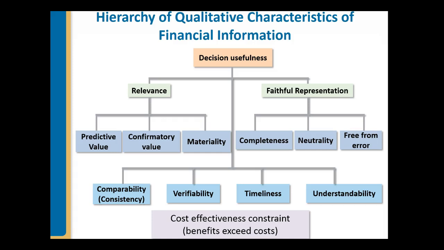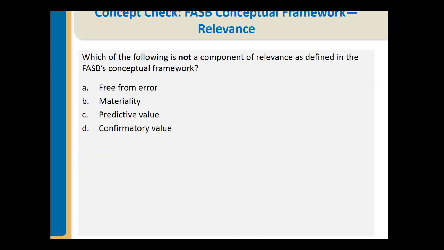Timeliness indicates that information is available to users early enough to allow them to use it in their decision-making processes. And understandability means that users can comprehend the information within the context of the decision being made. And underlying all this has to be cost effective. So the benefit of providing information has to outweigh the cost of creating the information.